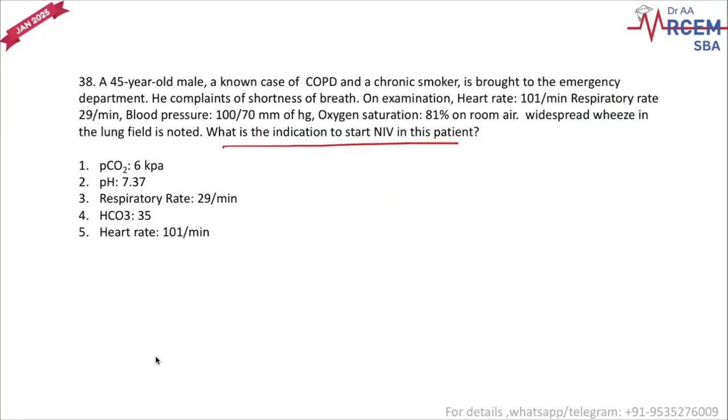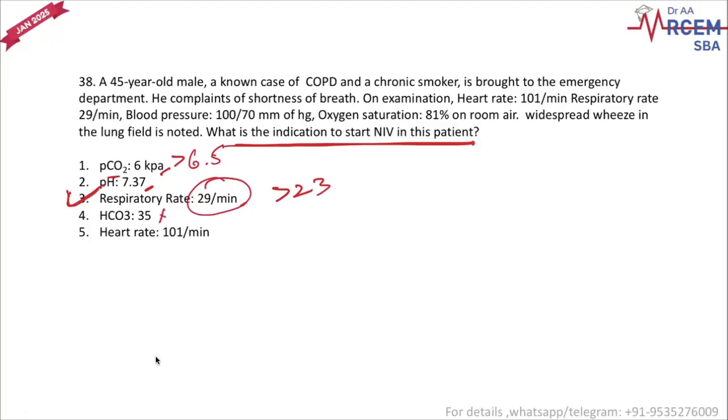What is the indication to start NIV in this patient? They are asking and they are given the vital parameters. PaCO2 values more than 6.5, not 6. pH less than 7.35, it is in the normal range, you're not giving it. Respiratory rate more than 23, here it is 29. Yes, this is the right answer.